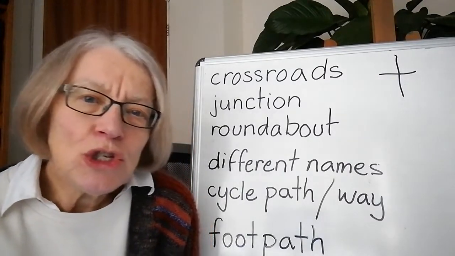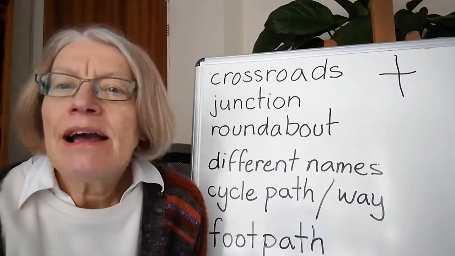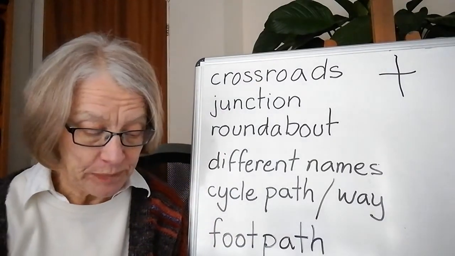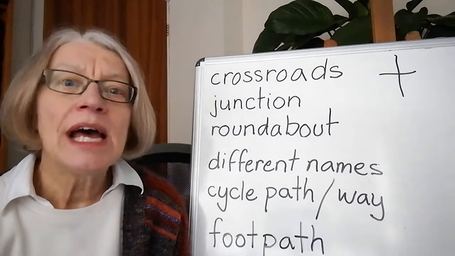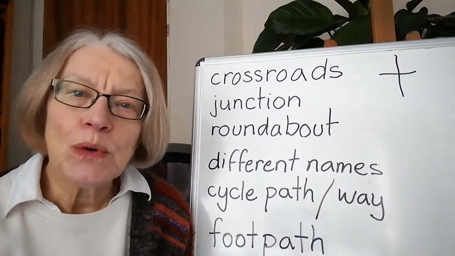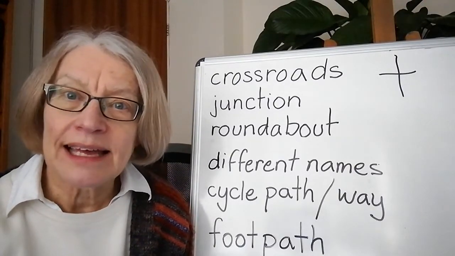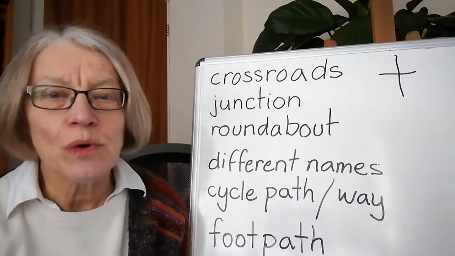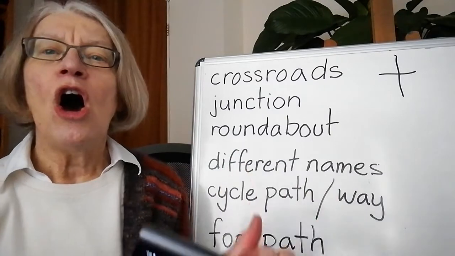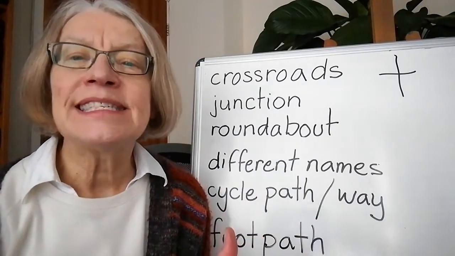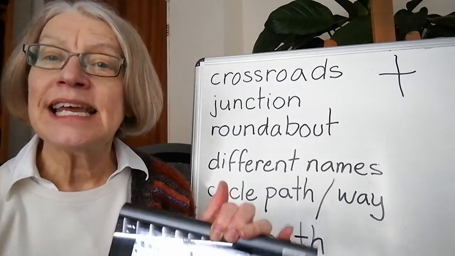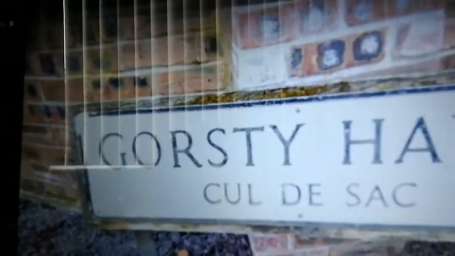And there's a special sort of road, a kind of road that you cannot get out of at the bottom. And that kind of road has a special name. It is called a cul-de-sac. It's actually a French word, but we use it in English as well. And here's a picture of somewhere that has the name of the road, and then underneath it says cul-de-sac.